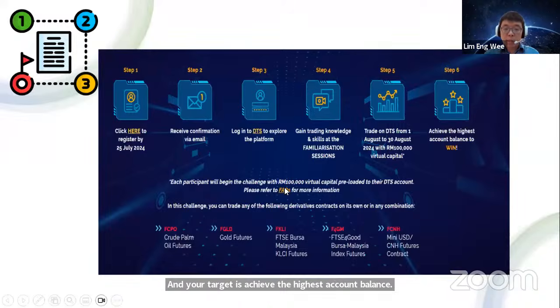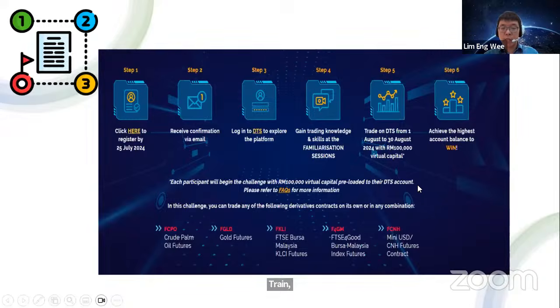You can also click the FAQ here to gain more information on this campaign. These are the five products that are offered in this trading challenge: FCPO, FGO, FGLD, our Gold Futures, FKLI, FTSE Bursa Malaysia Index Futures, and the newly launched product FCNH, Mini USD CNH Futures Contract.